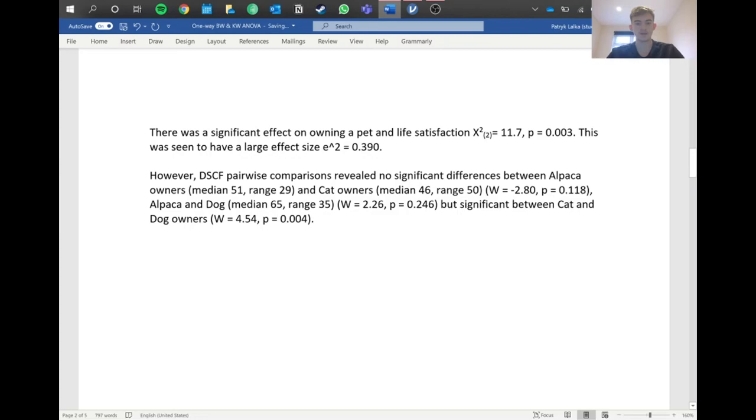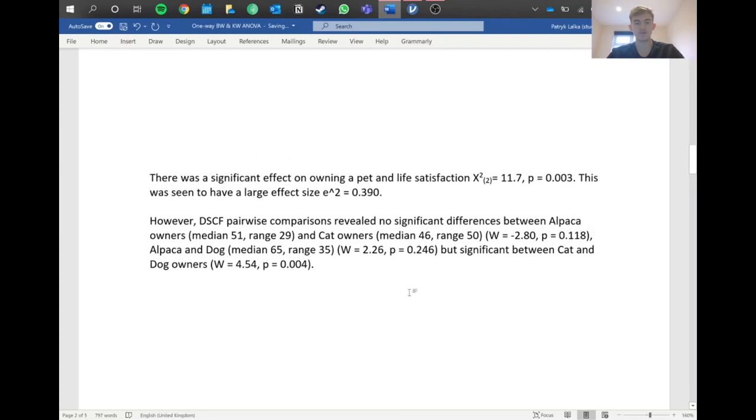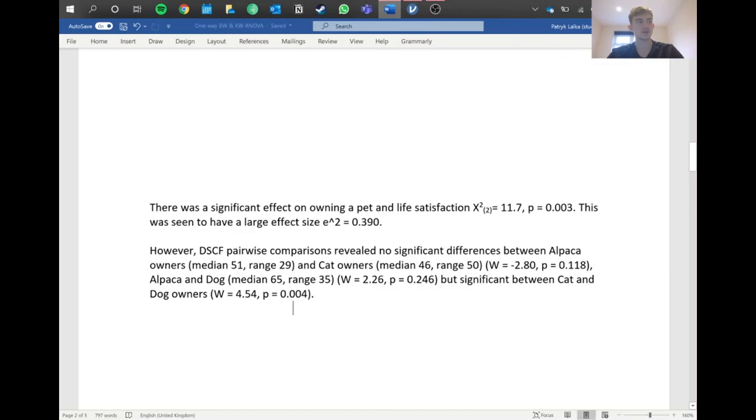Okay, so that was the breakdown of the non-parametric equivalent of the one-way ANOVA, so the Kruskal-Wallis.